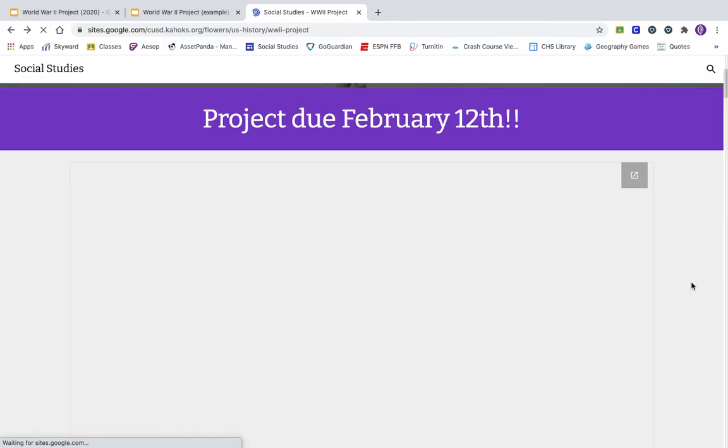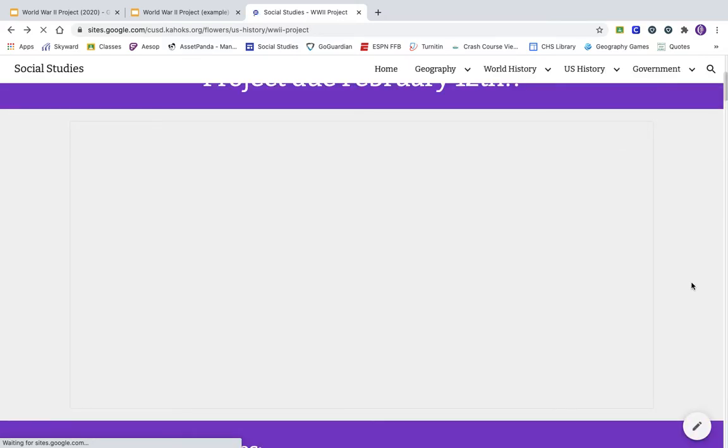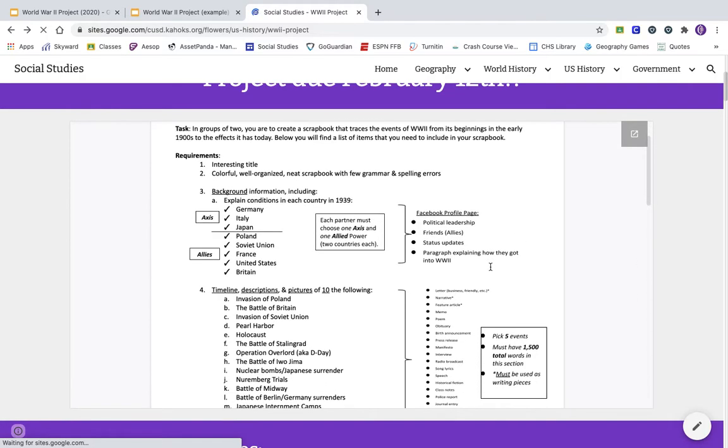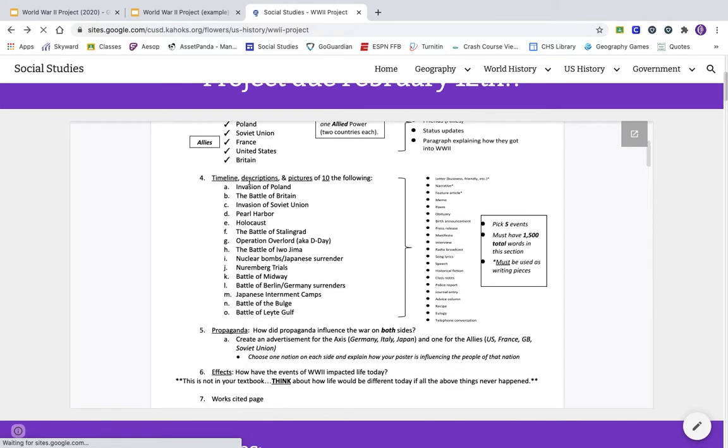Then the next thing you're going to do is choose 5 events out of this right here. Any 5 events, it doesn't matter which 5. And then you're going to put them on a timeline. You're going to use a description, so this would include a paragraph that explains a general summary of what happened, and then you have to include pictures.